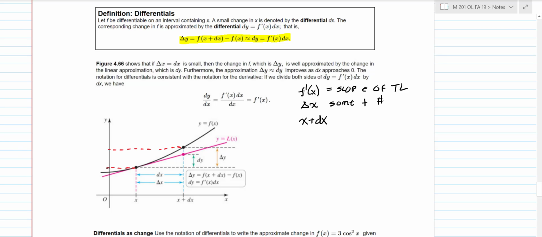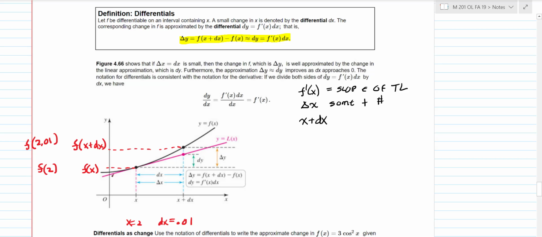If you go over like this, that would be f of x, whatever x is. So if x was equal to 2, then this would be f of 2. If we move over to x plus dx, and move up to the function, then this would become f of x plus dx. For instance, let's say dx is some small number like 0.01. Then this would become f of 2.01. That's kind of the idea.